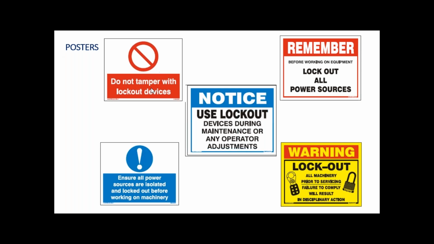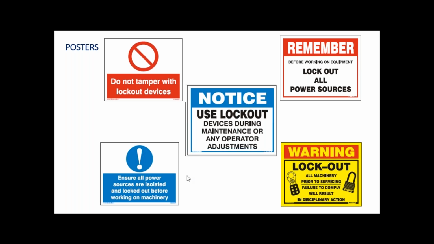Do not tamper with the lockout devices. Then use lockout devices during maintenance or any operator adjustments. Then remember, before working on equipment, lock out all power sources. Then warning is normally in the yellow and black color. That is why this color coding is used.